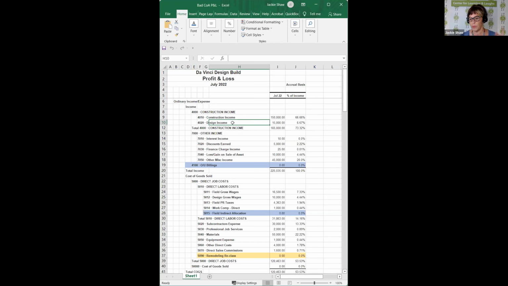Look at your P&Ls when we get off the line. I want you to go see if there's any other weird stuff in your income. Do you have interest income up there? Do you have finance charges? Do you have vendor refunds or credits? You know, things like that, the discounts you earn from vendors. None of that should be in income. It should all be in other income, bottom of the P&L.